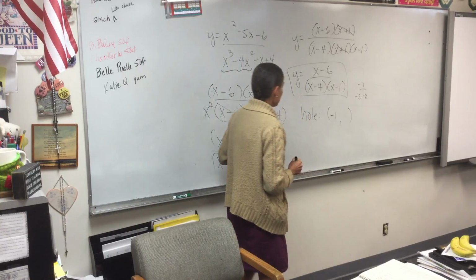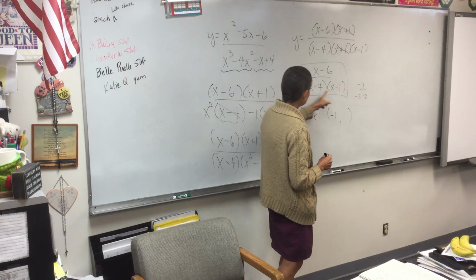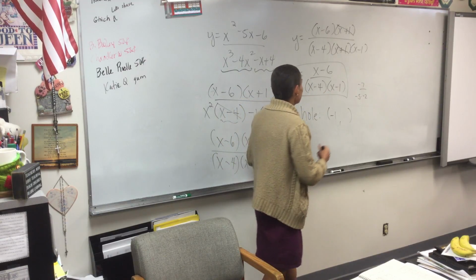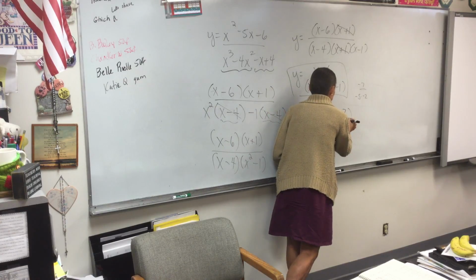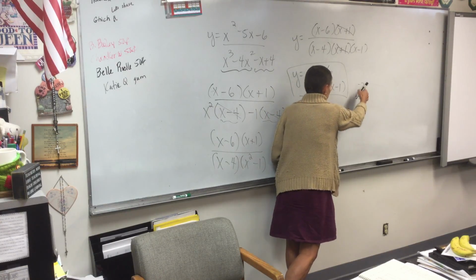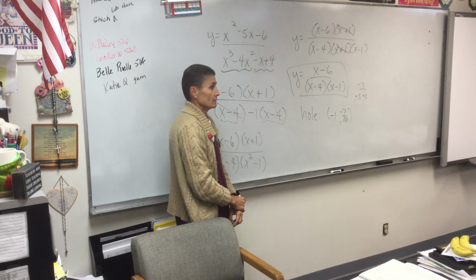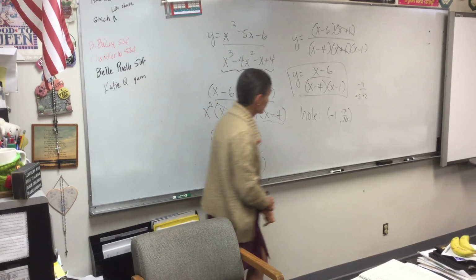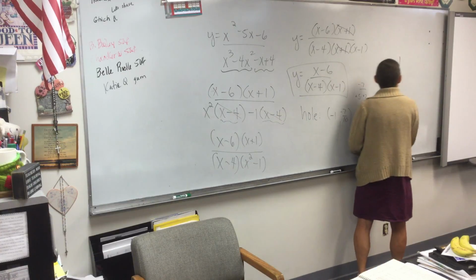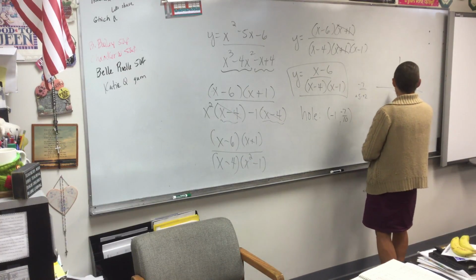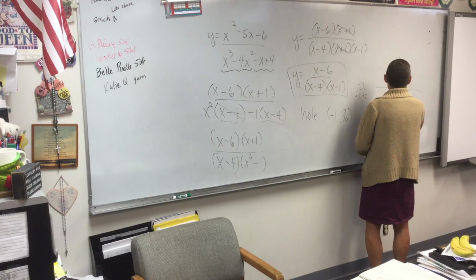All right, what does that end up being? I put in negative 1 for all these spots. Negative 7/10. These two will cancel, but you still have a negative. 5 times 2 is 10. So, there's a grid there. I'm supposed to be graphing this. So I'm going to have a hole at the point negative 1, negative 7/10.